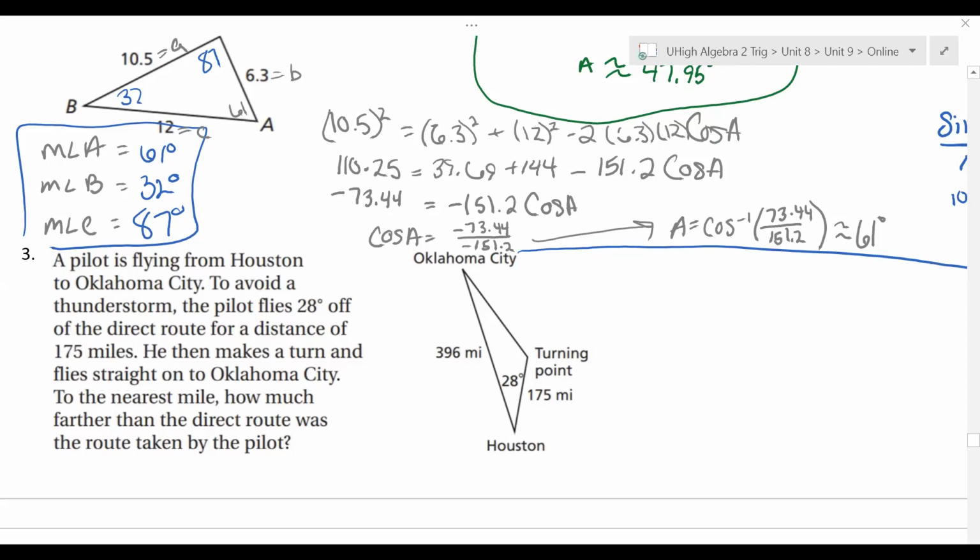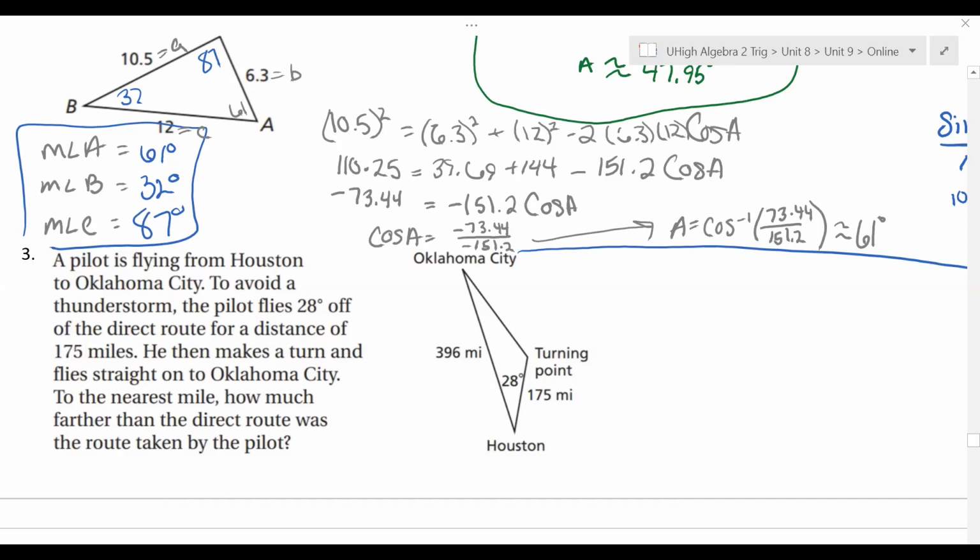Okay, number 3 says a pilot is flying from Houston to Oklahoma City to avoid a thunderstorm. The pilot flies 28 degrees off of the direction of the route for a distance of 175 miles. He then makes a turn and flies straight onto Oklahoma City. To the nearest mile, how much further than the direct route was a route taken by the pilot?